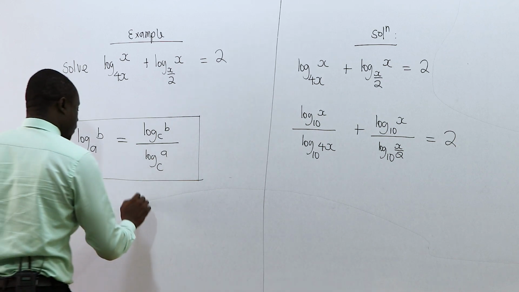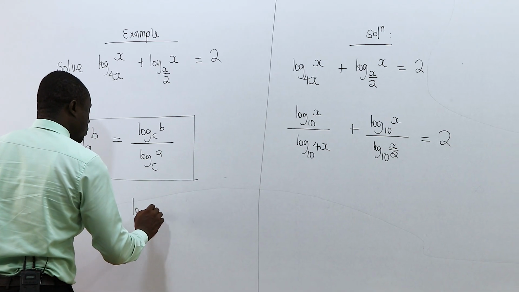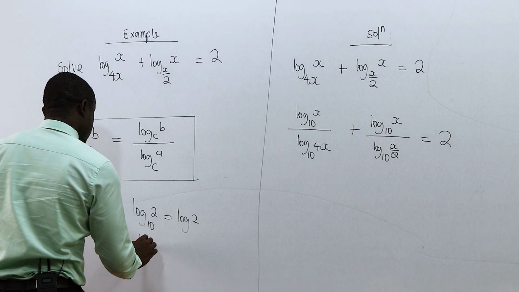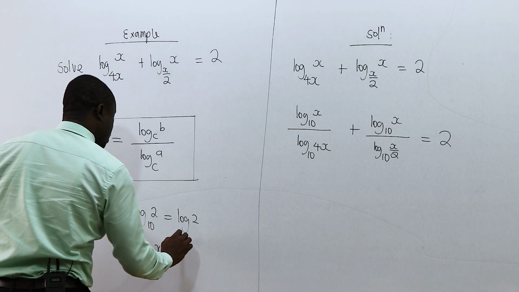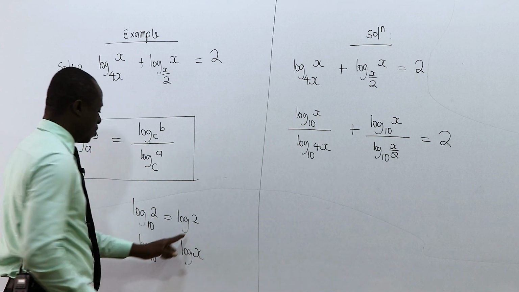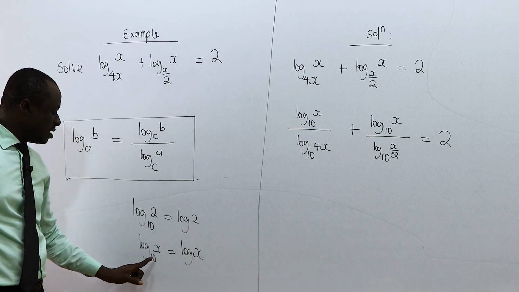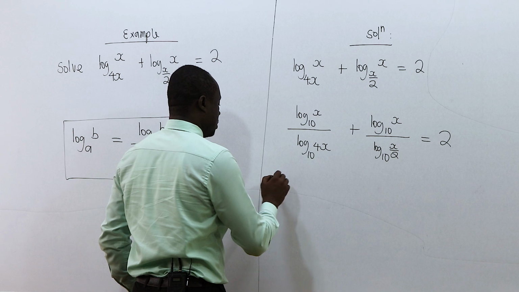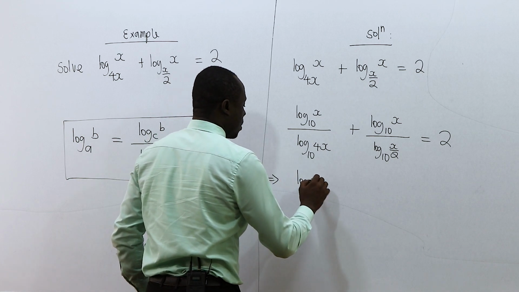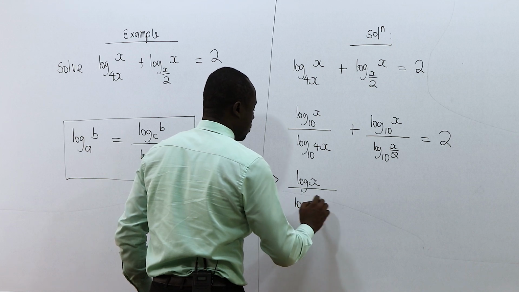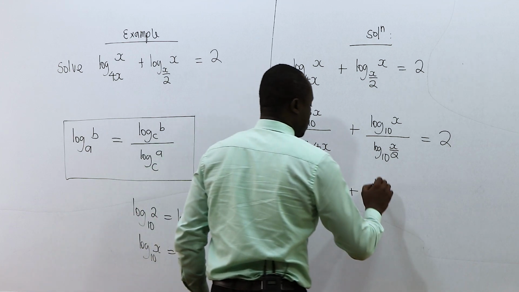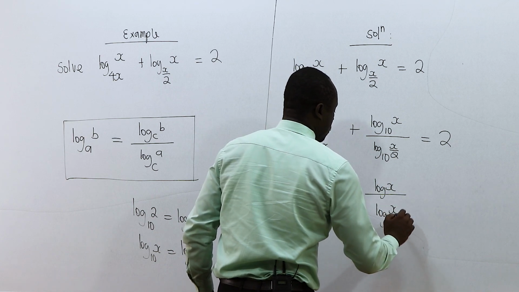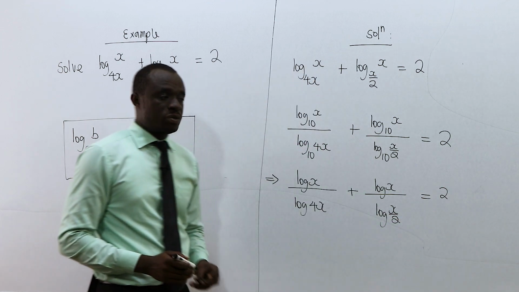Now, let's note that if you have, let's say, log 10 of 2, this is the same as log 2. We can ignore the 10. If you have log 10 of x, it is the same as log x. So if you see log without the base, then it's the same as log 10. So we can rewrite this ignoring the 10. So clearly this is the same as log x over log 4x plus log x over log x over 2, and this is equal to 2.